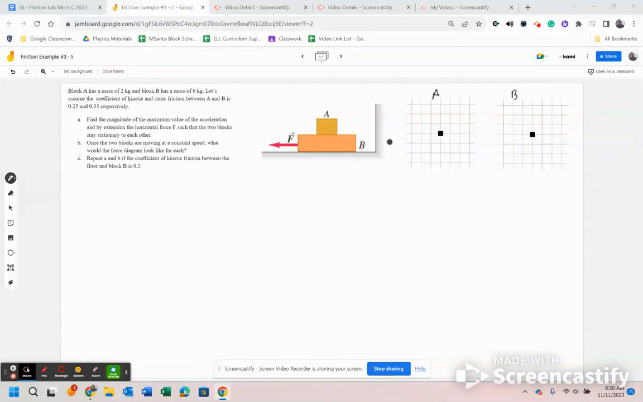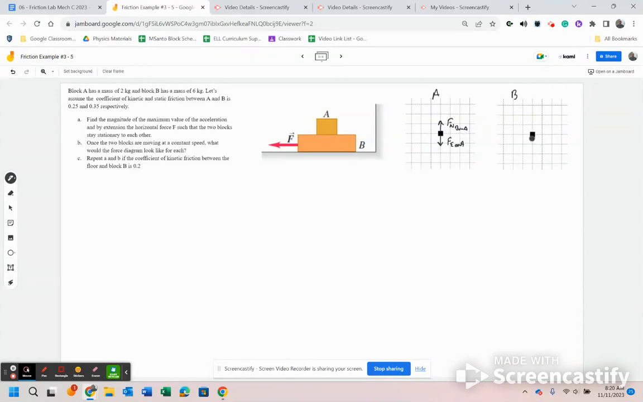Okay, so we're going to begin here by talking about the vertical forces first and then talking about the horizontal forces on both A and B. So with A, we have the Earth pulling down on A. So the force of Earth on A is pulling down, and we have the normal force here of B on A.